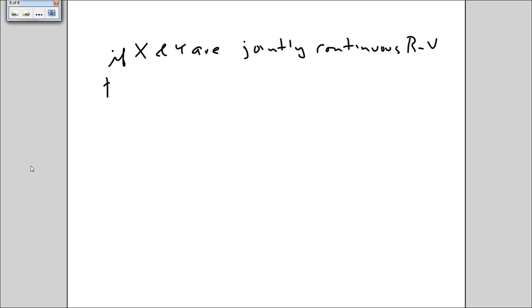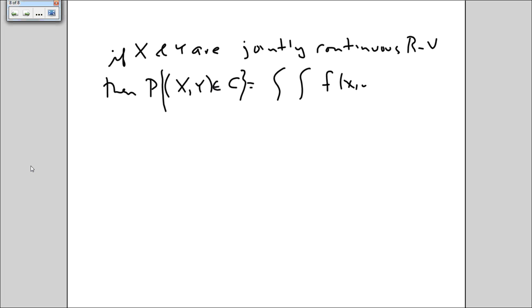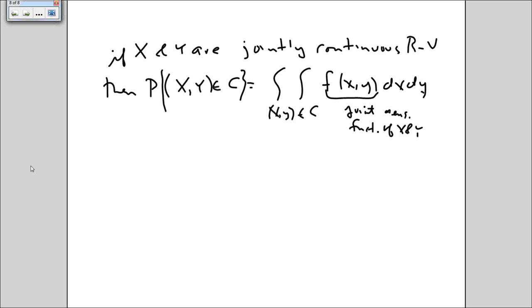If that's the case, then the probability that x, y at the point xy is contained in some set C is going to be a double integral of f of xy dx dy over C. That is, xy must live in C. This here is called the joint density function of x and y. This is a double integral.